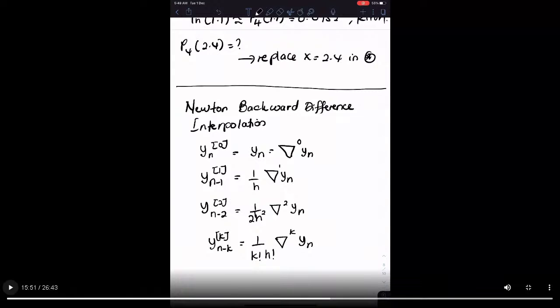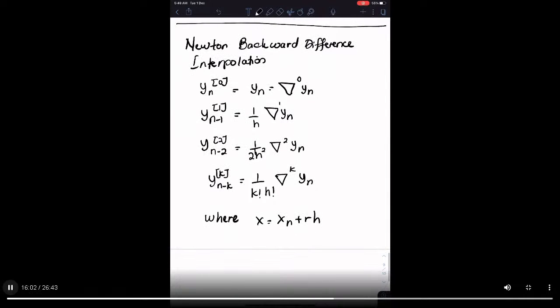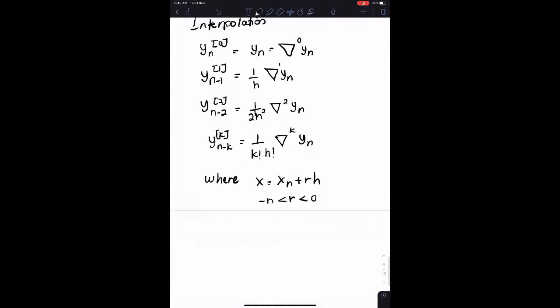What is k? Your order. What is h? The size of interval. What is n? The number of data. All right. So again, we already know the formulation based on the Newton forward before. So we know already x is xn plus rh. Now we want to find r, which is between negative n and 0.